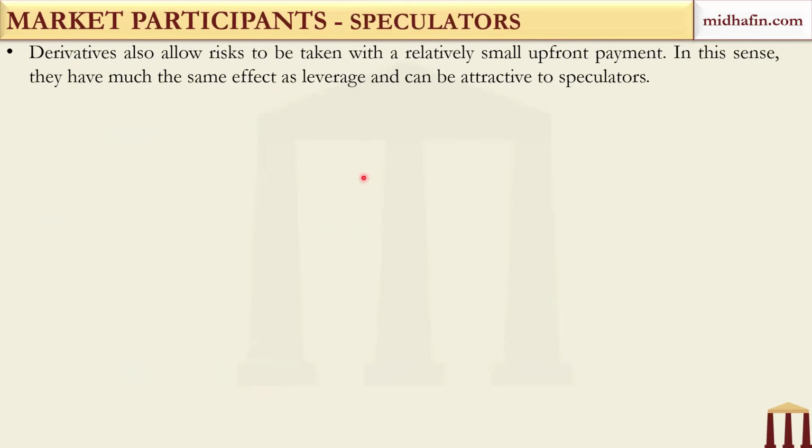Okay. Then we have speculators. So derivatives also allow risks to be taken with a relatively small upfront payment. In this sense, they have much the same effect as leverage. So how do these derivatives give you the leverage effect? Let's take a very quick example. Let's say we have a stock with a current price of $40.